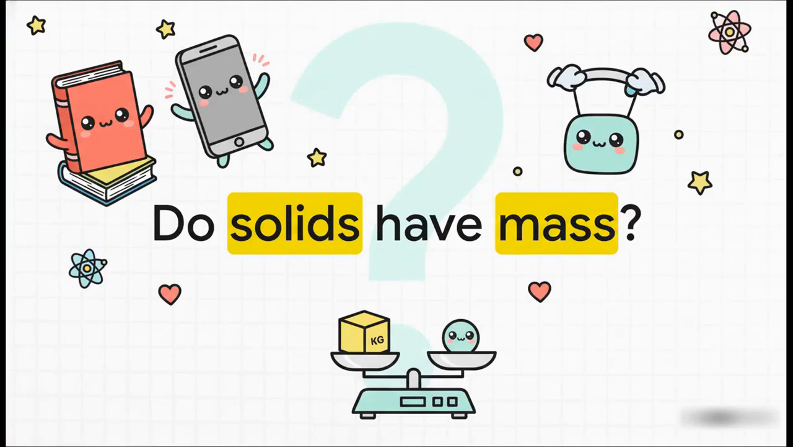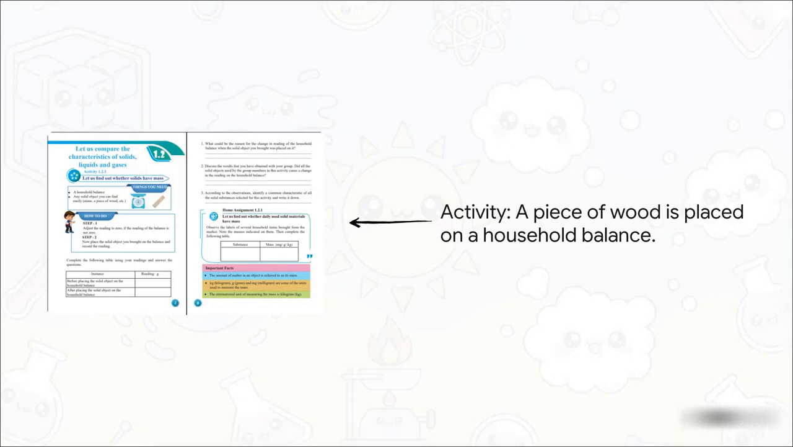Okay, let's start with the easy one, solids. This is kind of intuitive, right? You pick up a book, you pick up your phone, you can feel its weight, its heft. It definitely seems like it has mass, but hey, we're scientists here. Let's prove it. And boom, here's our proof.